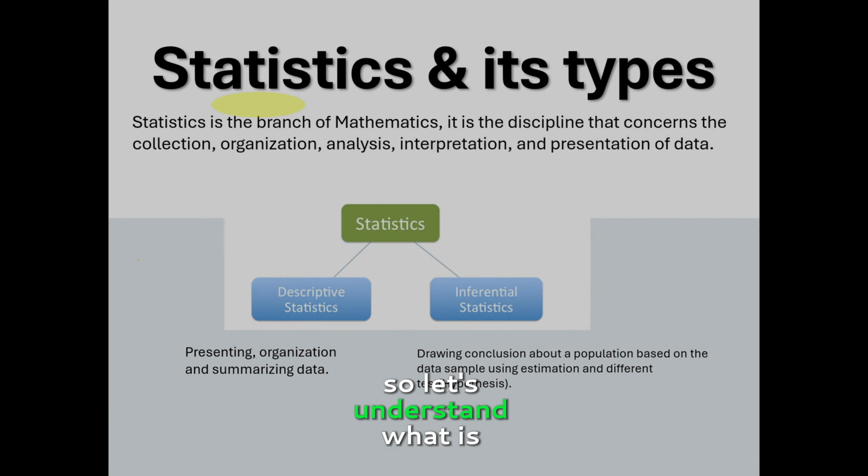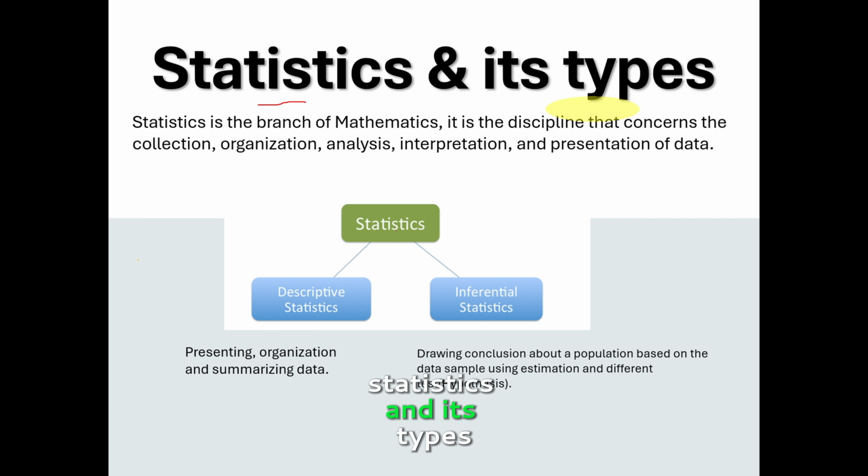So let's understand what is statistics and its types. Statistics is a branch of mathematics. It is the discipline that concerns the collection, organization, analysis, interpretation, and presentation of the data.